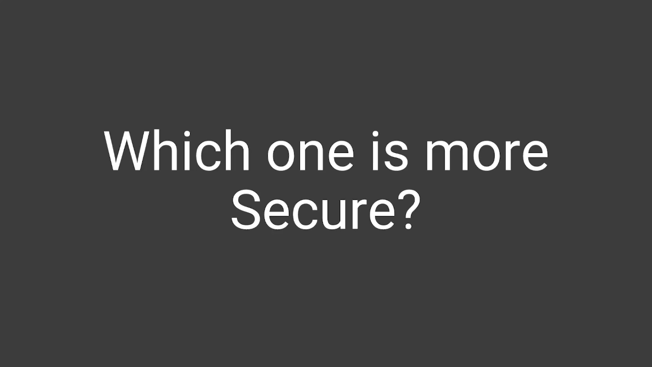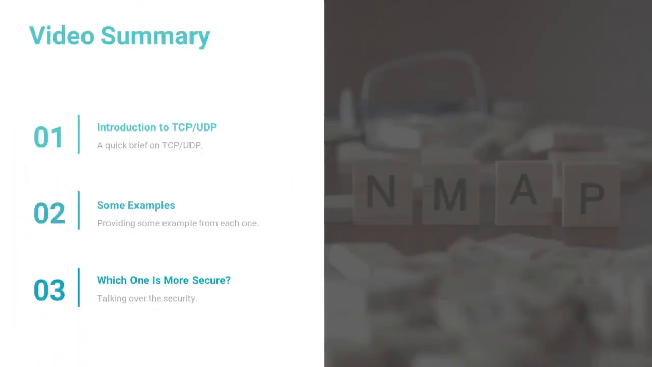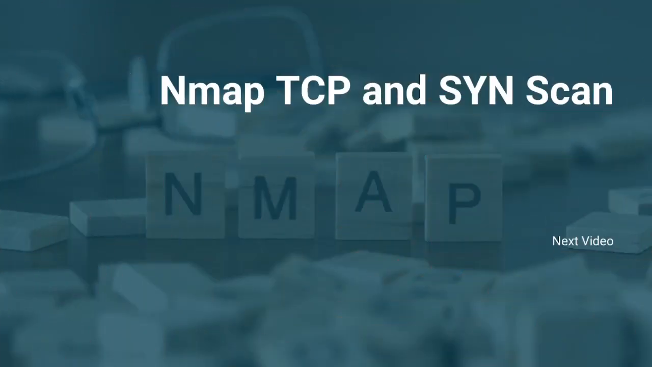When we try to analyze the packets from TCP and UDP, analyzing the packets that use the TCP protocol is much harder than UDP. Let's have a summary. First, we talked about UDP and TCP and a quick brief on them. The next step was some examples from TCP and UDP, and also talking about which one is more secure than the other. In the next video, I'm going to talk about Nmap TCP SYN scan. I'm going to show you how to do that in the real world. Good luck.